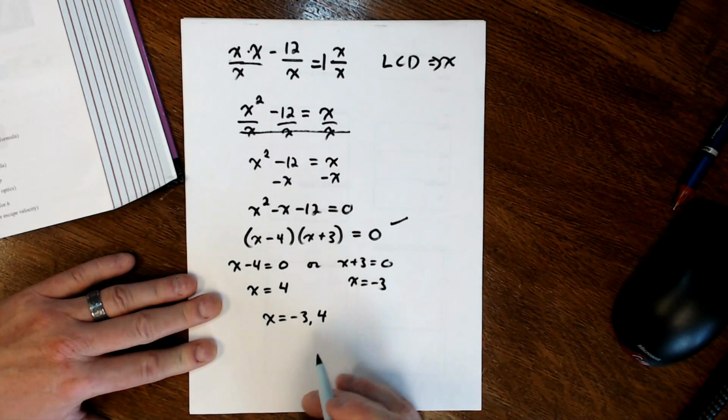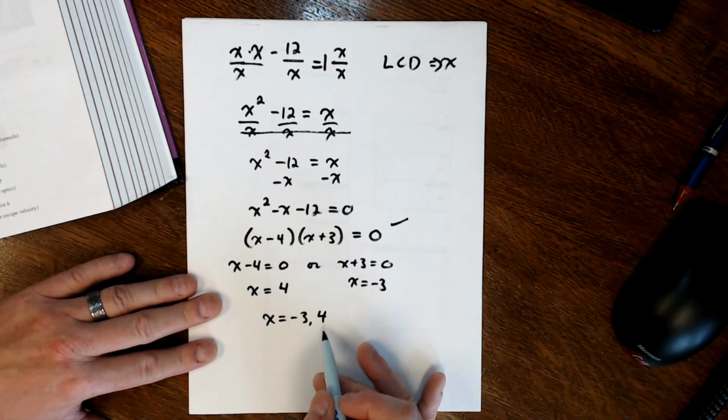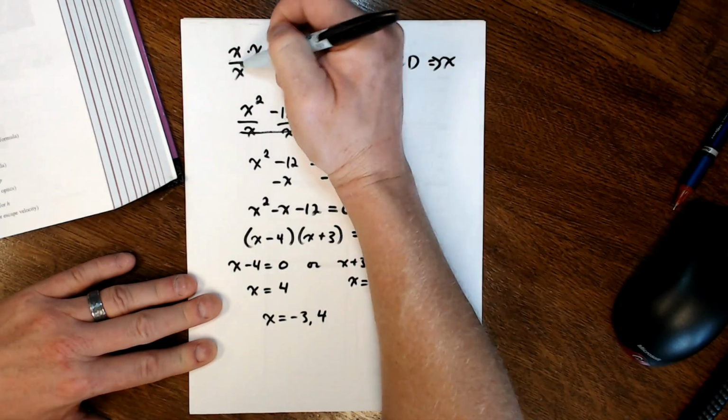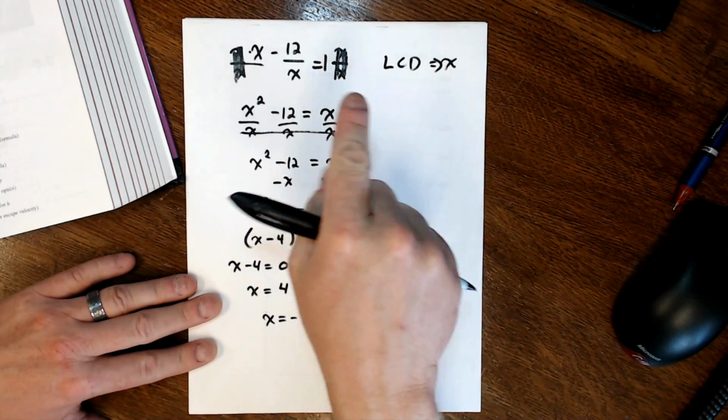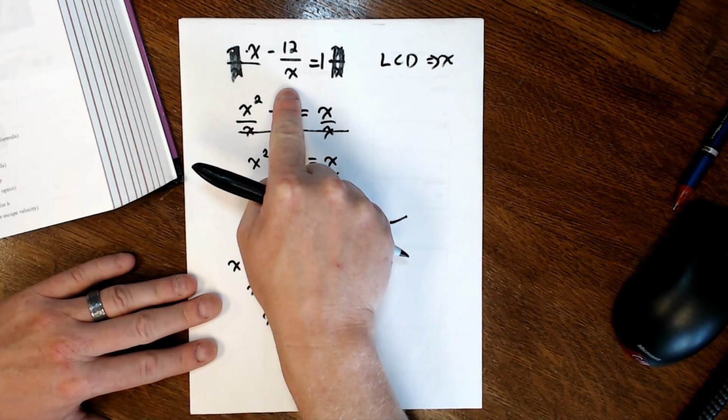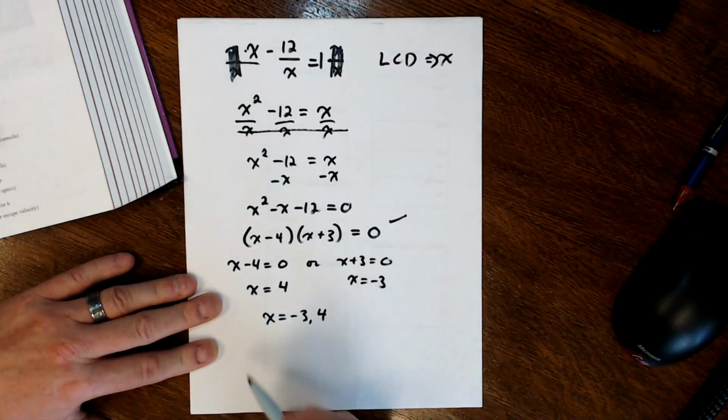What I have to do is check to make sure that I'm not dividing by 0 in the original. And my original was just this. And the only way that this would be violated is if x is actually equal to 0. So I'm good with these two answers.